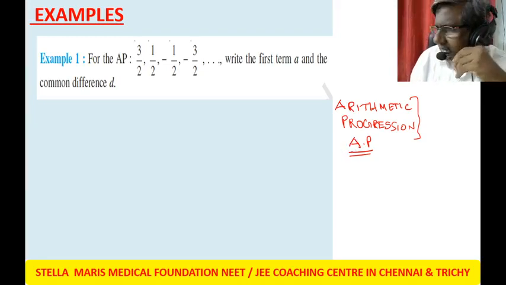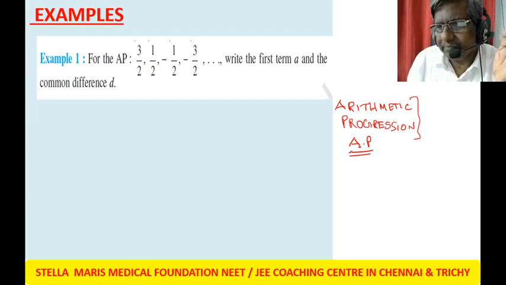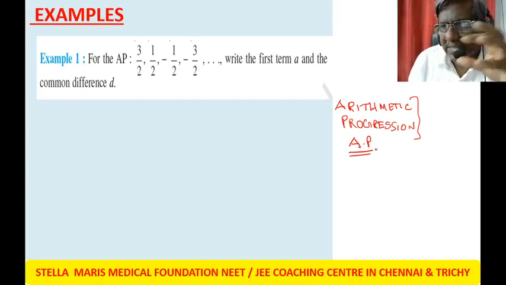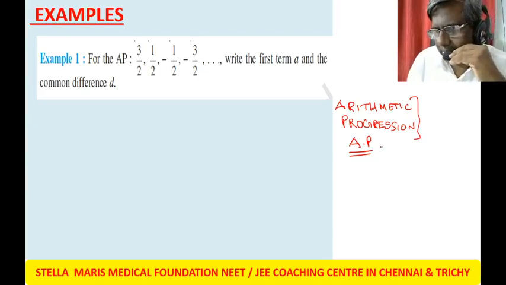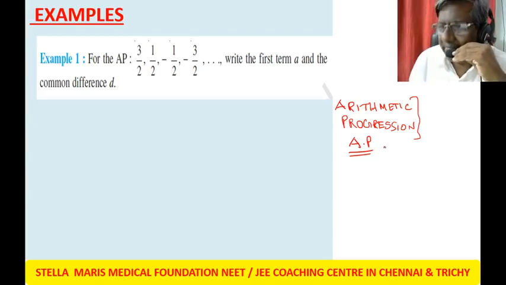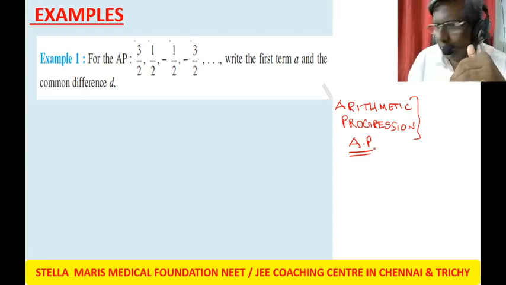I can tell you in a different way. Adding. It goes on adding. Suppose if it goes on multiplying, we call it a geometric progression. But in our syllabus, now it's only arithmetic progression we have. So arithmetic progression is nothing but going on adding a certain fixed number. A fixed number is added to the next terms. This is called an arithmetic progression.